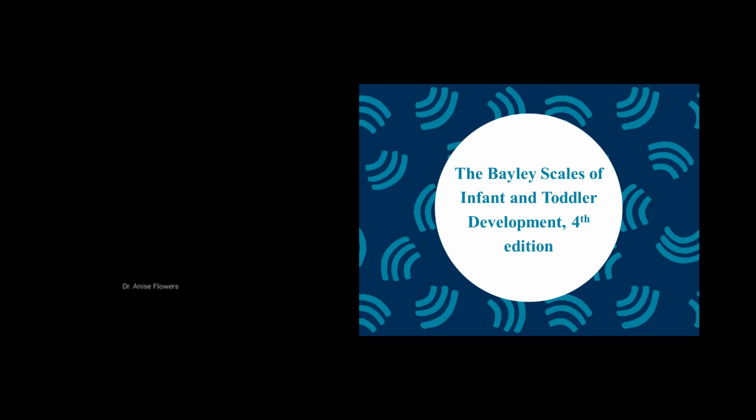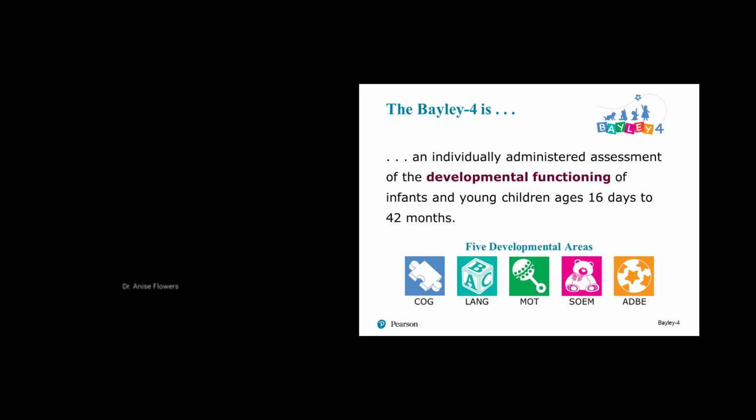So we're going to shift to do a little bit of an overview of the Bayley Scales of Infant and Toddler Development, the 4th edition. Some of you may have used this, others may be unfamiliar. So the Bayley-4 is an individually administered assessment of developmental functioning for infants and young children, beginning at 16 days and going up to 42 months. You will get evaluation information across 5 developmental areas for cognitive, language, motor, social emotional skills, and adaptive behavior.